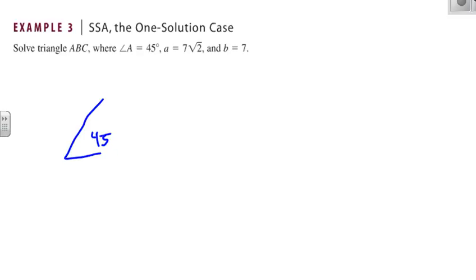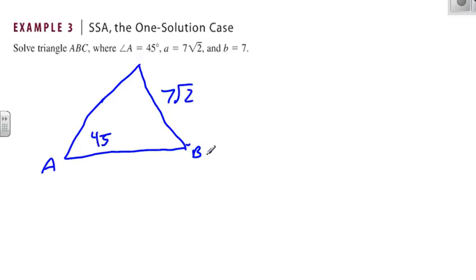So we have the 45-degree angle at A, and then the side across from that is 7 square root of 2. And if I call this B, then this side over here is 7. That would be C, and we don't know how much that one is. We can set up our ratios though.